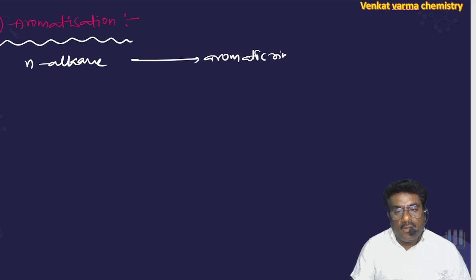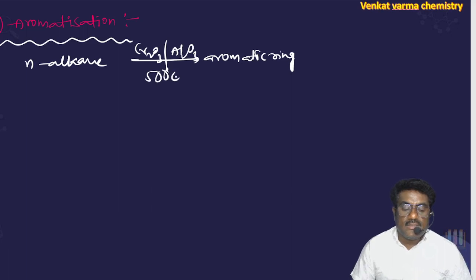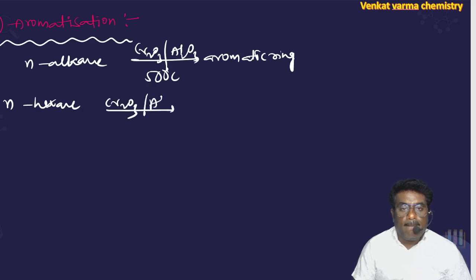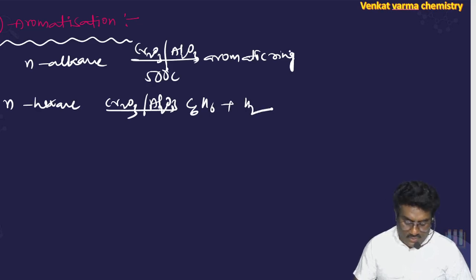Normal alkane to aromatic ring in presence of Cr2O3 and Al2O3 at 500 degrees Celsius. For example, n-hexane in Cr2O3 Al2O3 gives C6H6, benzene, to release the H2 gas.